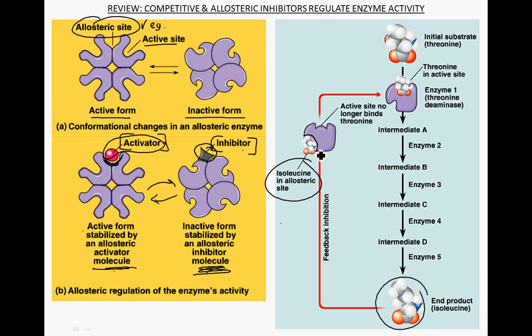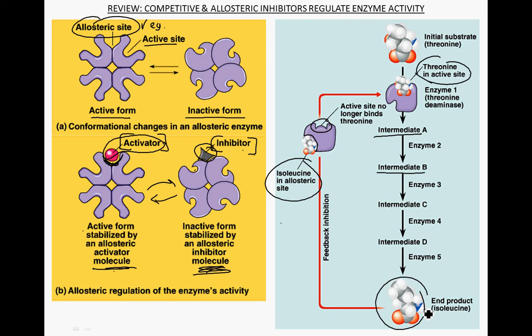So that allosteric inhibitor binds to the allosteric site, and then that changes this conformation right here of the active site. Notice that the active site is changed back over here. So we change this active site. It's no longer active, and so threonine can't bind to the active site there. If you can't bind threonine, you can't make this intermediate A, you don't make this intermediate B, and so on and so forth. And then this product here is going to go down, of course, assuming that it's being used.